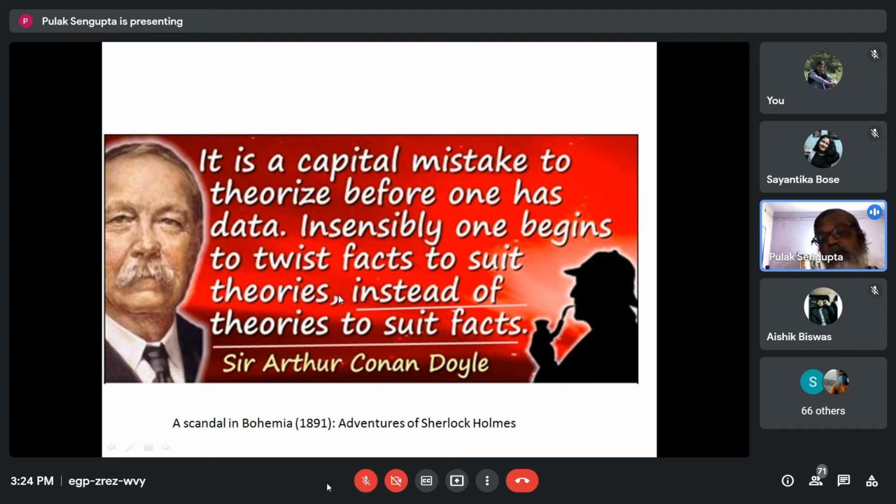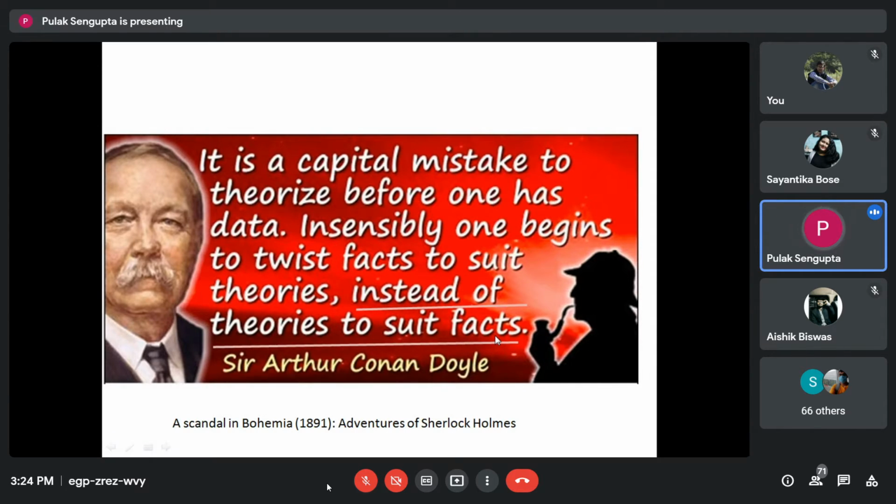Actually, in many cases, this happens. Remember that most of the collapse of man-made structures happens because of this reverse model, according to my definition, that you do the science first and go there and apply to nature. The thing is to twist the fact to suit the theories instead of theories to suit the fact.